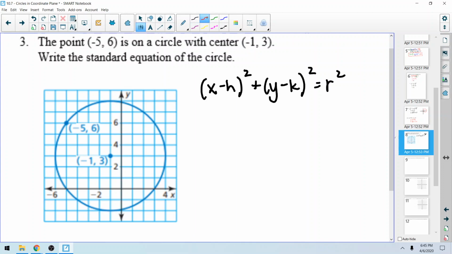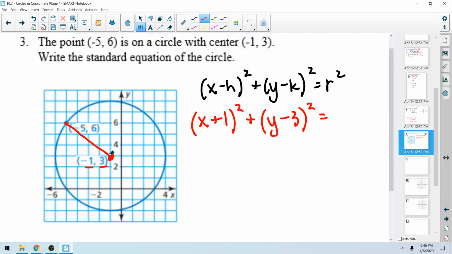Okay, so first things first. They gave us the center. They told us it was at (-1, 3). So we can fill that in. (x - (-1)), x plus 1 squared, plus (y - 3) squared equals r squared. Well, they told us that the point (-5, 6) is on the circle.